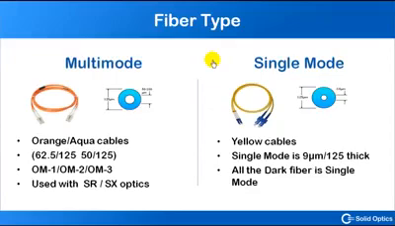The more modern cable is the single mode cable. Those are the yellow cables. The single mode is a really thin core. It's got 9 microns thick, so 9 divided by 125 is written on the cable, and all the dark fiber in the world is made of single mode cable.